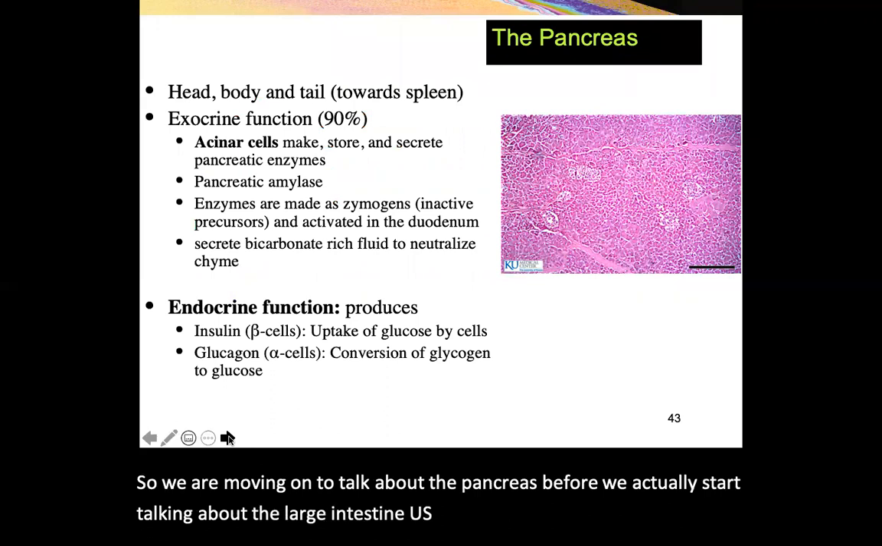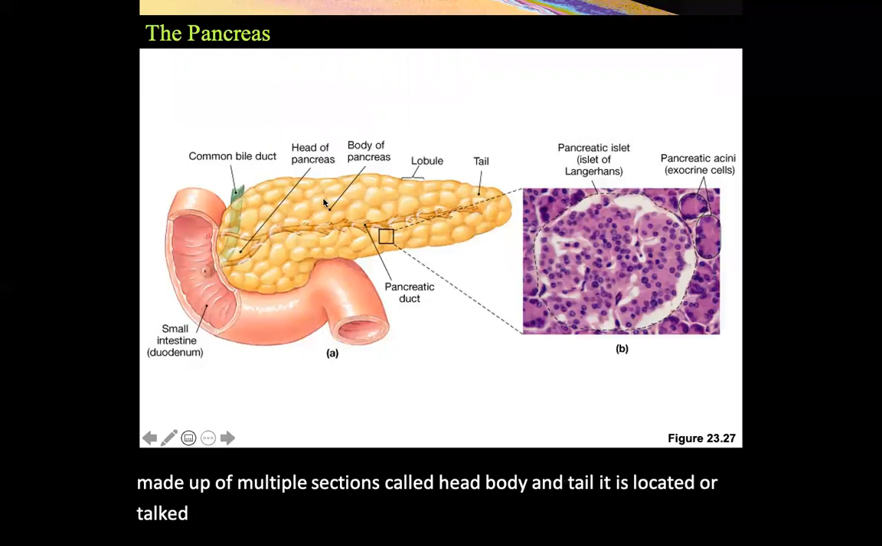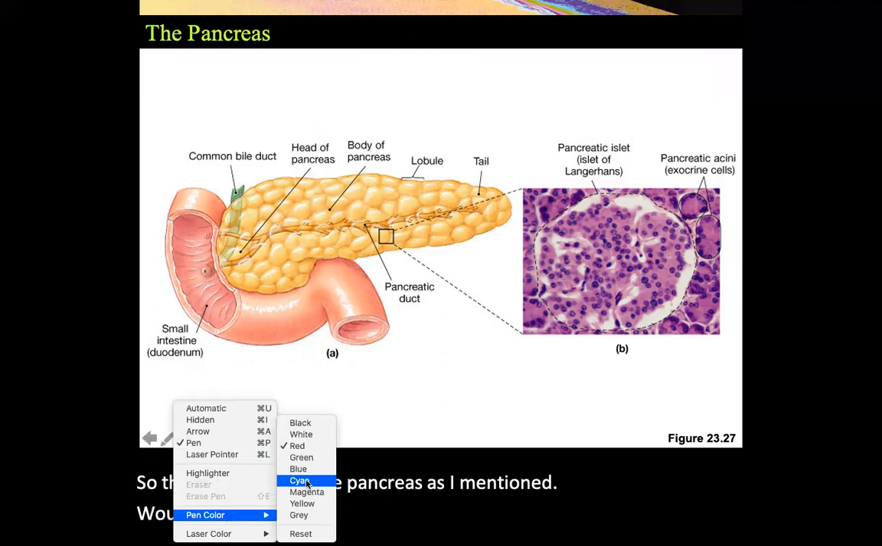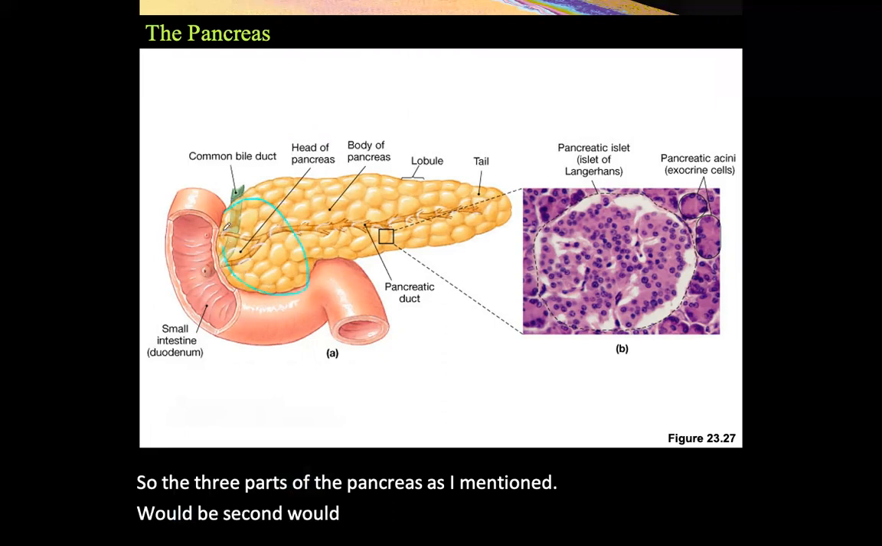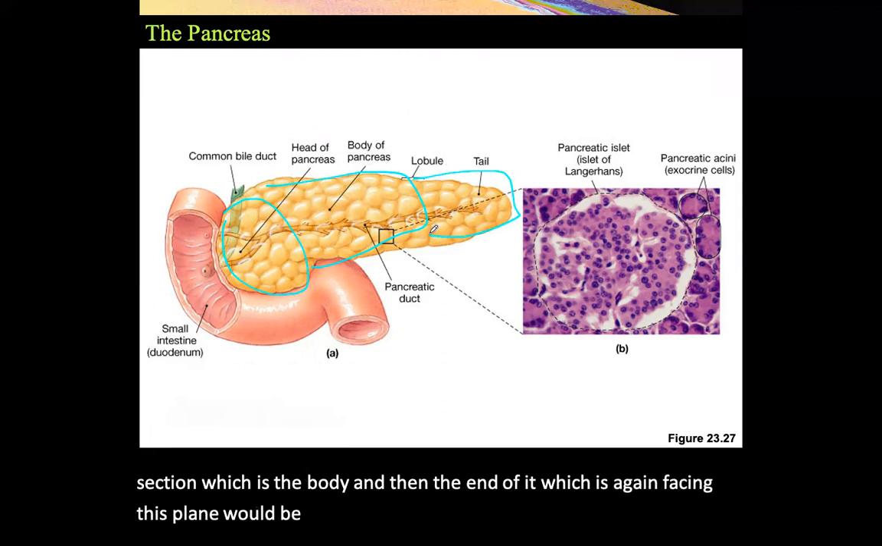So the pancreas is a structure made up of multiple sections called head, body, and tail. It is located, or tucked in, underneath the stomach. So the three parts of the pancreas, as I mentioned, would be your head, the midsection or the elongated section, which is the body, and then the end of it, which is again facing the spleen, will be the tail of the pancreas.